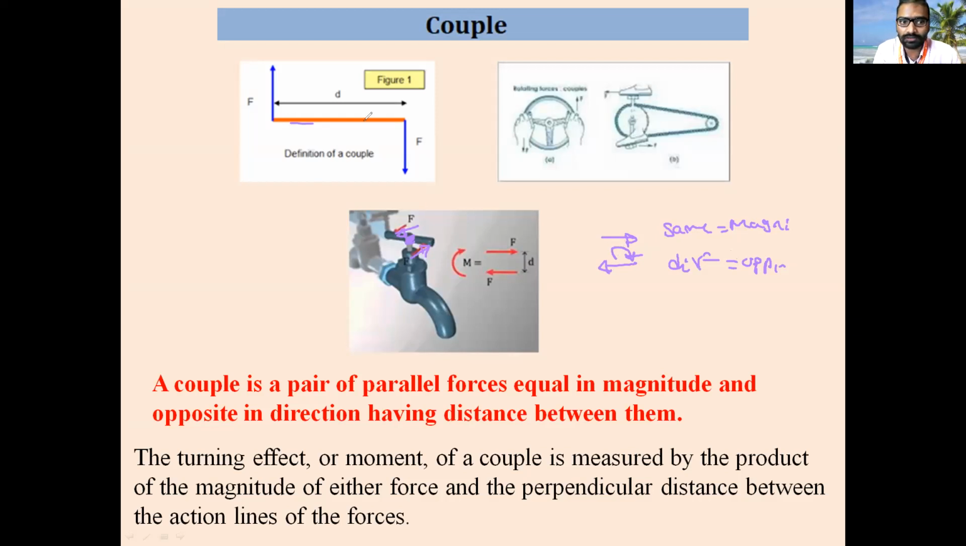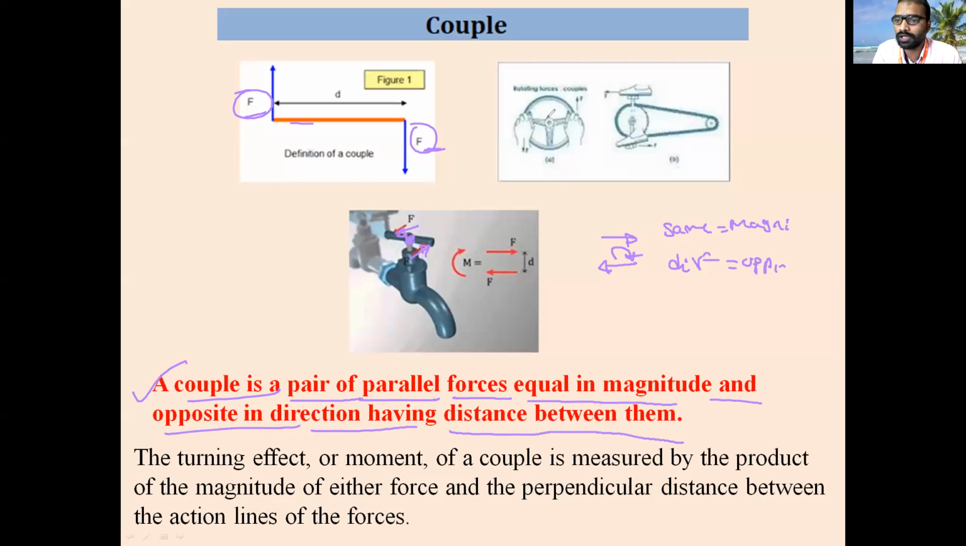See, this is one bar. The length of the bar is d. The force F1 is applied here, and force F here. When you want to rotate this, two forces that are equal but opposite in direction constitute a couple. See the definition: a couple is a pair, meaning two, of parallel forces equal in magnitude and opposite in direction, having a distance between them. So there should be some distance.